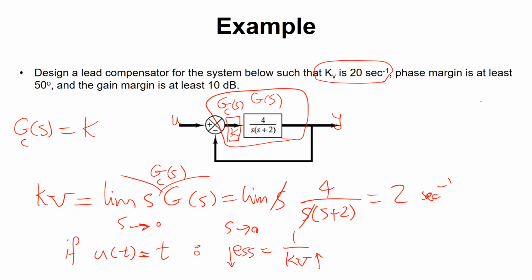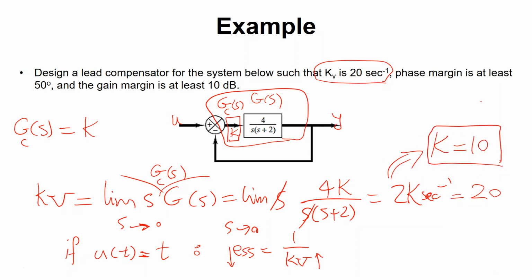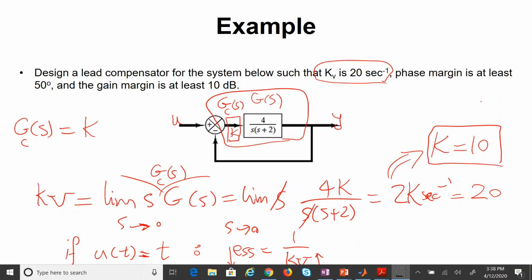So what happens? Yes, a K will be added here. And so this is going to be what? 2 times K. And now this 2 times K, we want it to be equal to what? 20, what does it mean about K? Yes, if I use a gain of 10 units, then I can bump up this KV from 2 to 20. So this is not the only thing that we need to satisfy here. We also need the phase margin of at least 50 degrees and gain margin of at least 10 decibels.